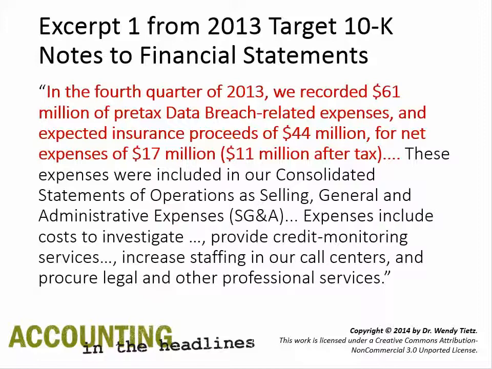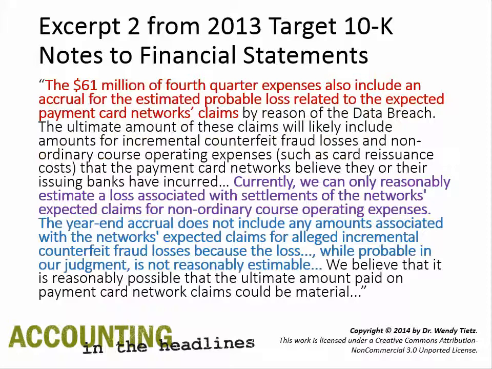Expenses include costs to investigate, provide credit monitoring services, increase staffing in our call centers, and procure legal and other professional services. Now going on to another excerpt from the same notes. The 61 million of fourth quarter expenses also include an accrual for the estimated probable loss related to the expected payment card network's claims by reason of the data breach.